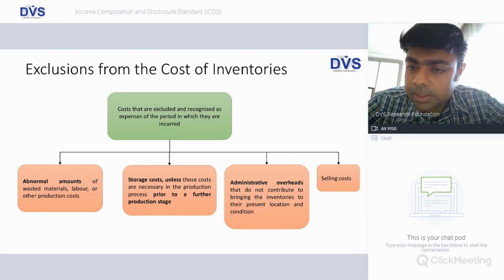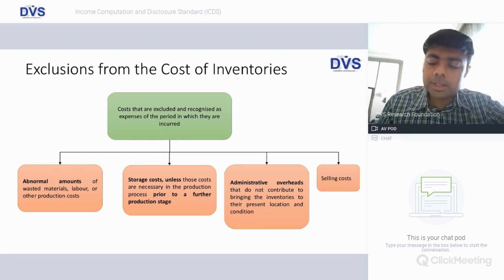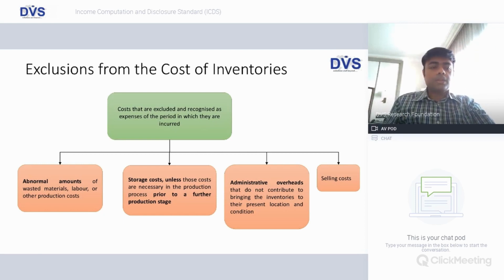Administrative overheads and selling overheads. So these are not deemed as part of your cost of inventory. These are below the GP items, so these may not come within the ambit. Storage, yes, if it is proved that it is part of your production line, in which case it has to be deemed as part of your cost of goods sold.